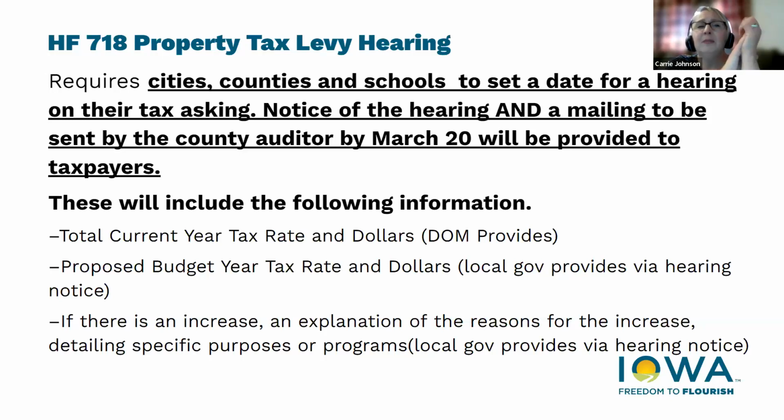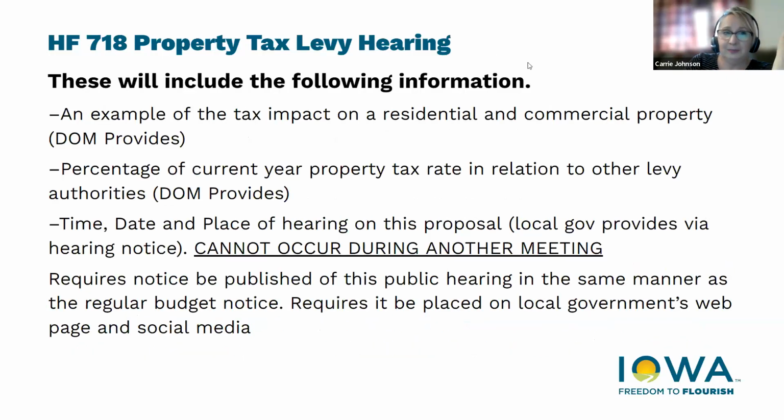the mailing. The mailing is going to include the current tax rate and dollars, which we at DOM have, so that'll be in the notice and in the mailing. It'll also be in the information for your mailing. Your proposed budget year tax rate in dollars that you're going to provide as the local government, and if there's an increase, an explanation of why. An example of the tax impact on a residential and commercial property, which the Department of Management provides. Percentage of current year property tax rate in relation to other levy authorities, again, we'll provide that. Time, date, and place of the hearing. So that's going to be obviously in your notice and as well in your mailing that goes out.